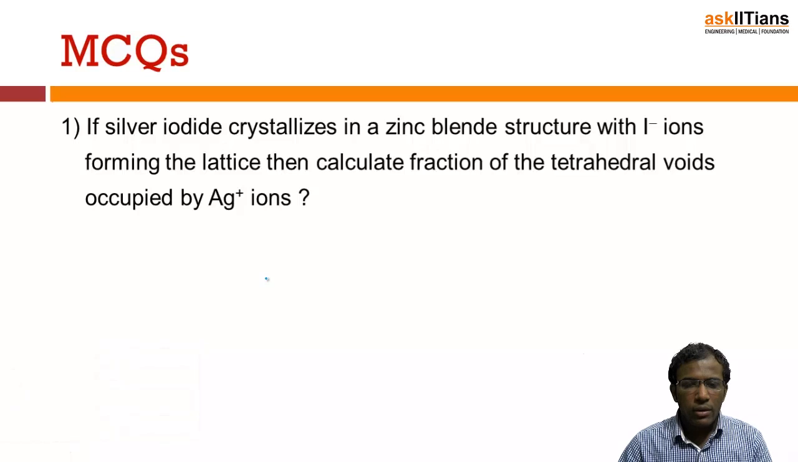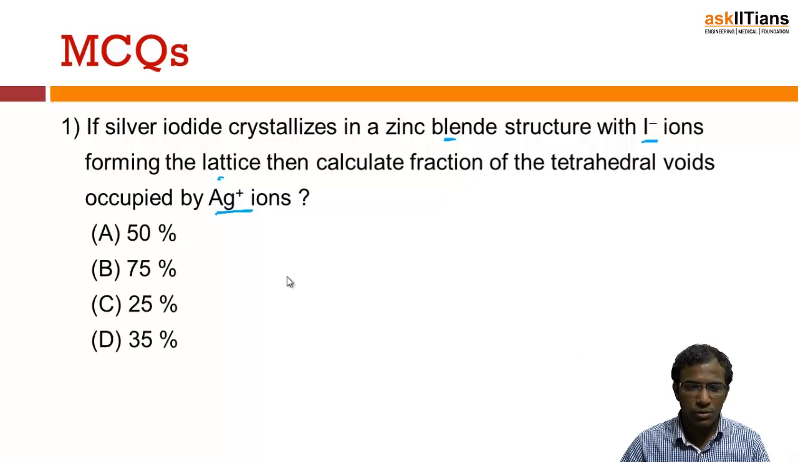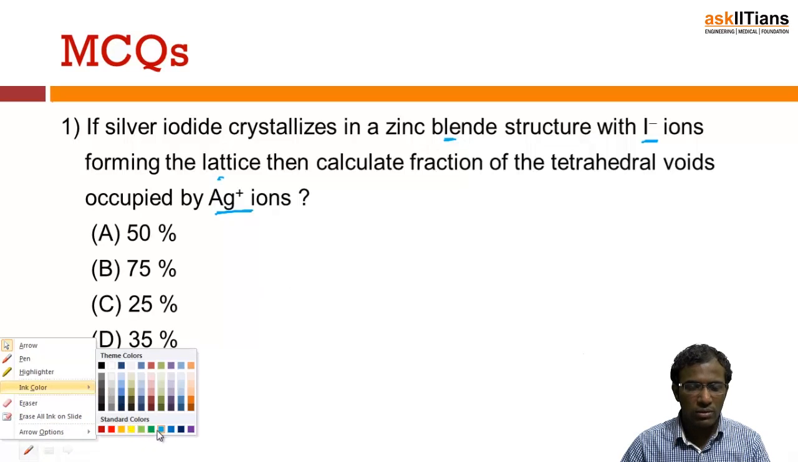The silver iodide crystallizes in a zinc blende structure with iodide ions forming the lattice. Then calculate the fraction of the tetrahedral voids occupied by the silver ions. The options are 50%, 75%, 25% and 35%. So how can we solve this question? First, understand what is given in the question.